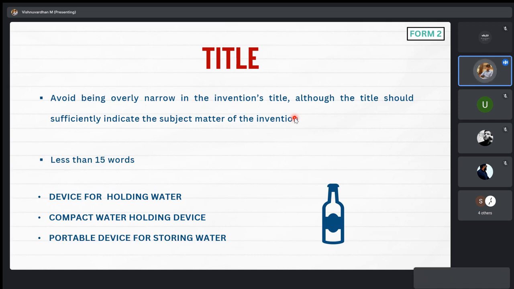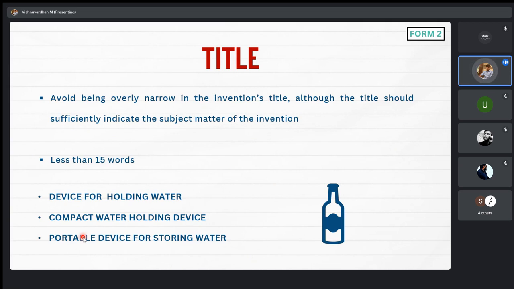Suppose I'm filing an application for this laptop. I cannot file electronic device. That's too broad. But I can't make it too narrow. So I can't say Lenovo laptop with a 4 HD processor with a 13 GB hard drive. That's too specific. Don't be too ambiguous, don't be too specific, keep it in a careful balance. Although the title should sufficiently indicate the subject matter of the invention. Less than 15 words. So a bottle could be a device for holding water, or a compact water holding device, or a portable device for storing water, or even instead of device, you can use the word apparatus, a portable apparatus for storing water.